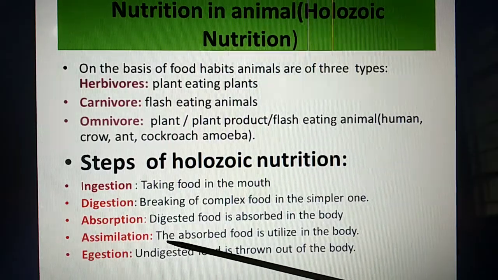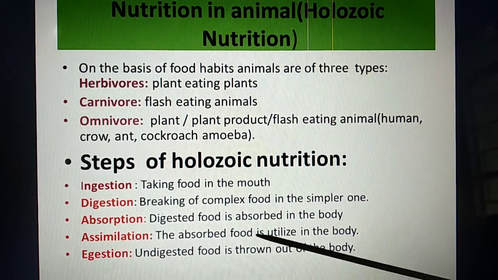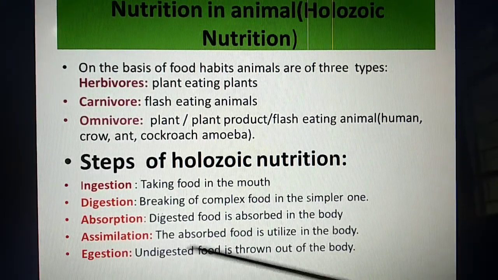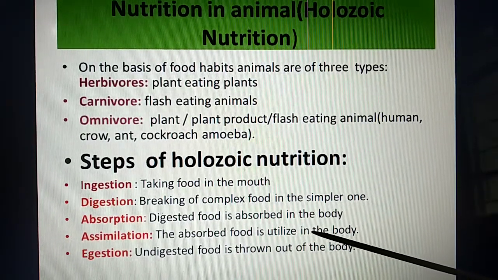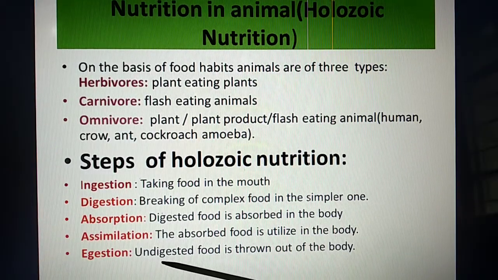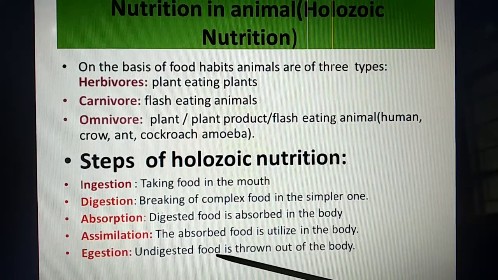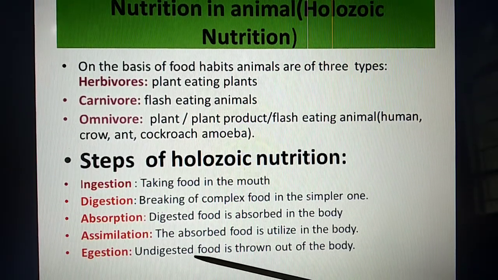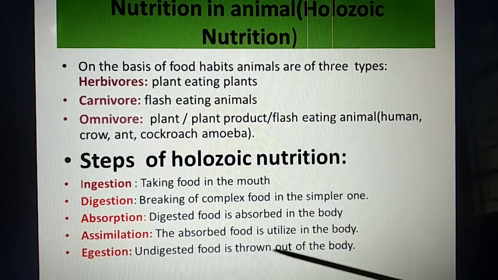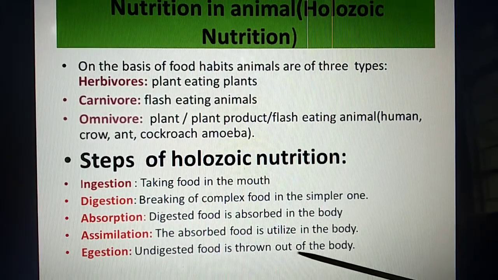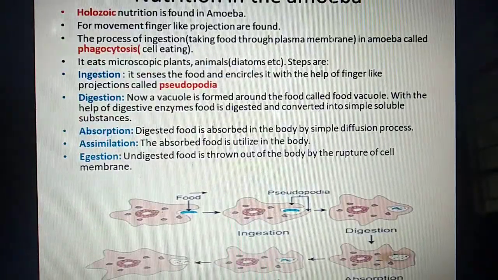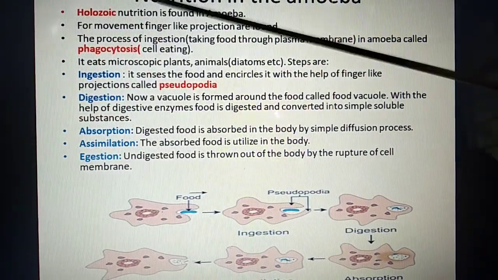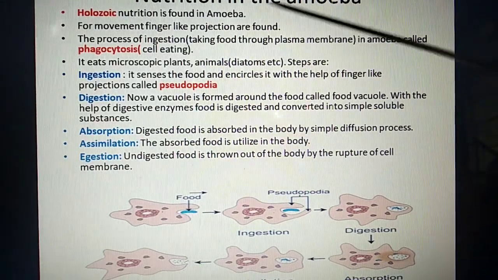Next is assimilation. The absorbed food is utilized in the body. The food which is absorbed, that is used in the body, this process is called assimilation. Now next is egestion. Undigested food which is not digested, it means which is waste for the body, that is thrown out from the body.